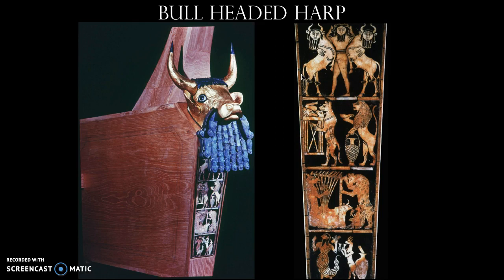Working from the bottom up, the bottom register, you have the scorpion man holding something in his hands with a gazelle behind him holding two cups. Scorpion men are associated with the land of the demons. In the next register up, we have a number of animal musicians, a donkey assisted by a bear playing a harp lyre that looks like the work that we're looking at.